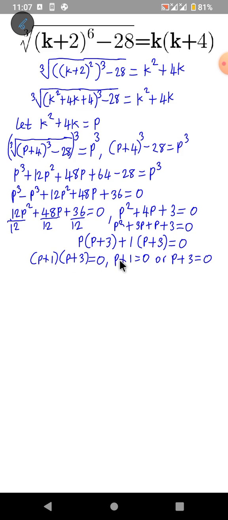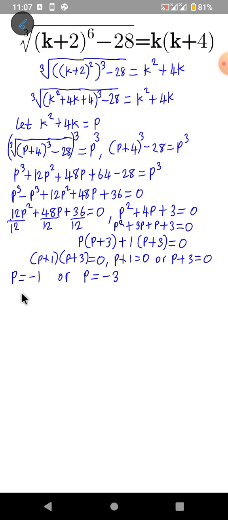So we continue. From here I can say p is equal to minus 1, that we take this plus 1 to the right hand side, minus 1, or p is equal to minus 3. I took this plus 3 to the right hand side. And now we continue again.